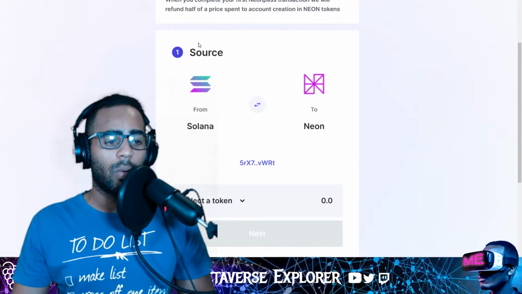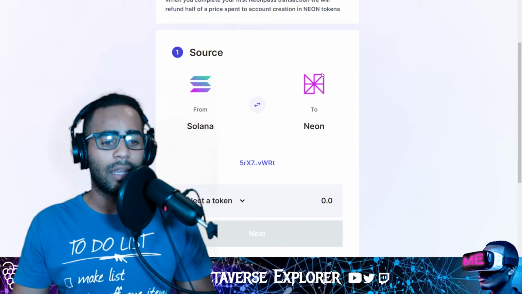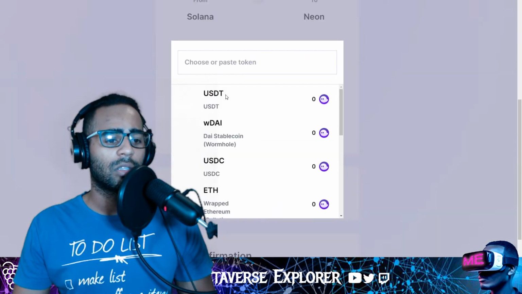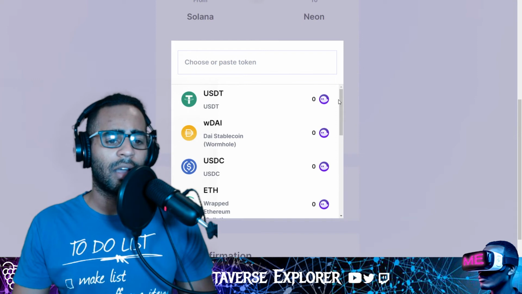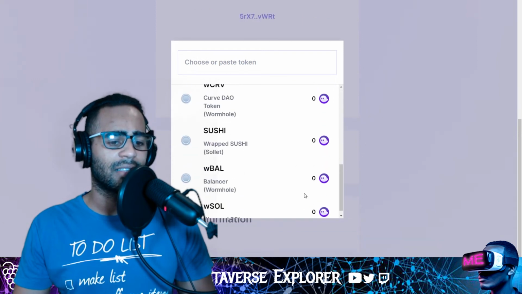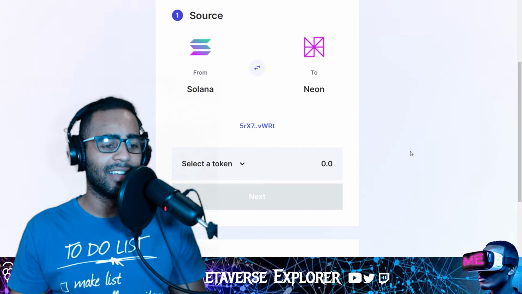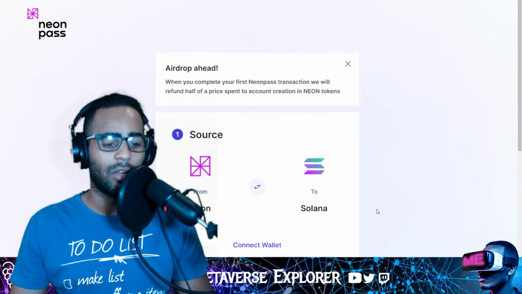So where do we want to go? We want to go from Solana to the Neon EVM chain. Okay, what token do we want to select? Let's say USDT. I can't select it because I don't have any at the moment. I can't select anything because I don't have anything at the moment. But you can also go from Neon to Solana.